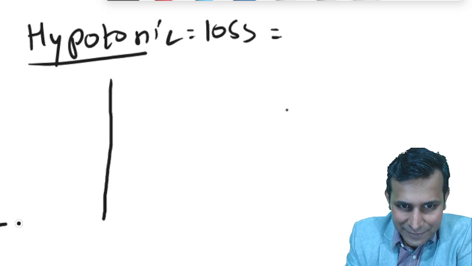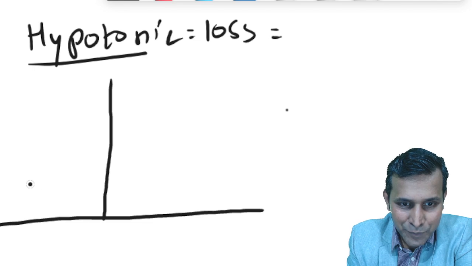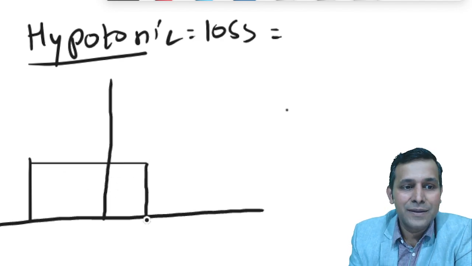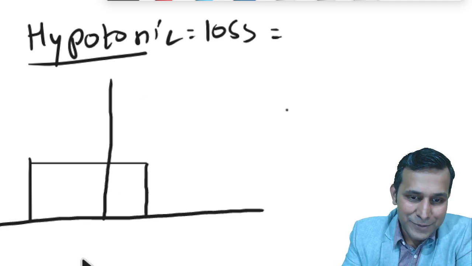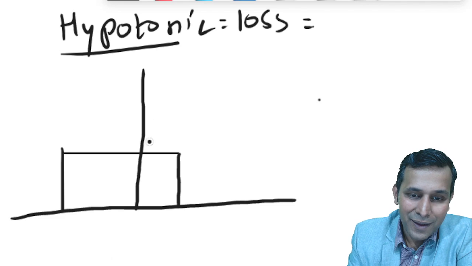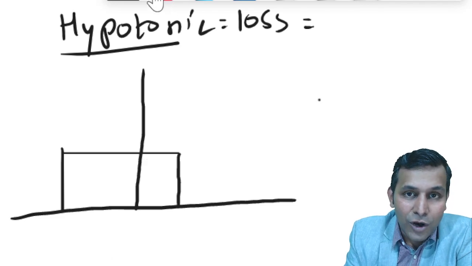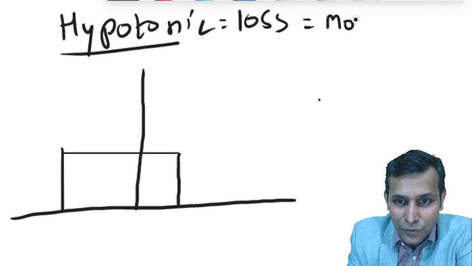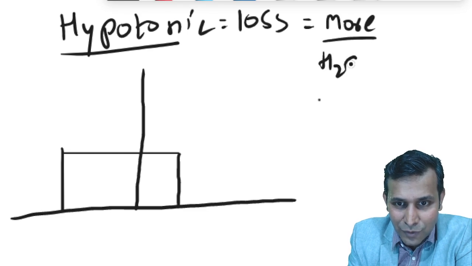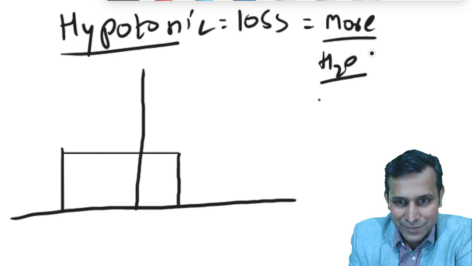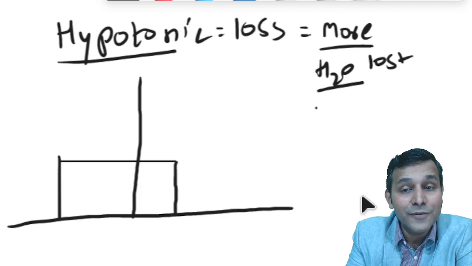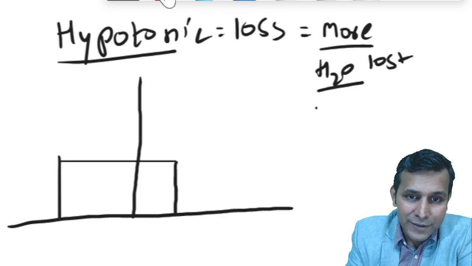Let us draw again the same situation here. We have the ICF compartment and we have the ECF compartment. So what happens now? Let us see. Now we are talking about hypotonic loss, meaning more water is lost. The person is losing more water here. Let us go with the changes now.